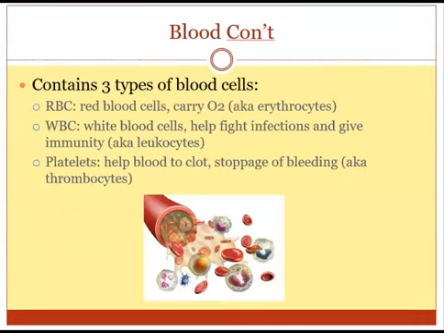When we're talking about the different types of cells that are contained within the blood, there's 3 different types of cells that are in your blood. First, we have the red blood cells, which carry the oxygen. These are also referred to as erythrocytes. So if you hear erythrocytes, we're referring to red blood cells. Next up, we have white blood cells. These are helpful in fighting off things like infections, and it helps give immunity to the body. We call these leukocytes. So if you hear leukocytes, we're referring to our white blood cells.